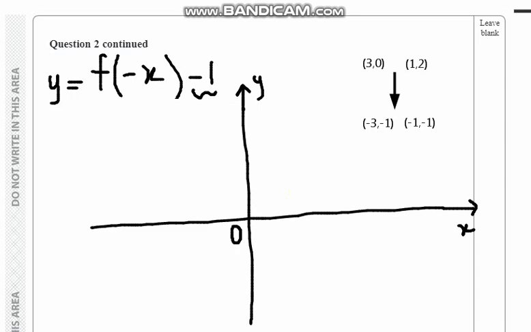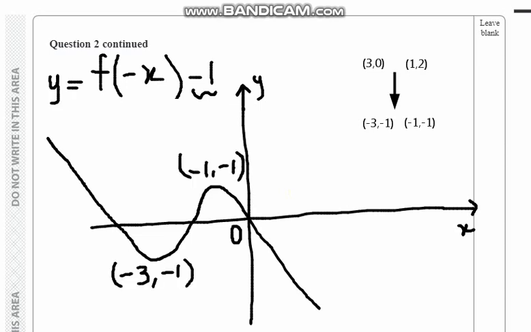So I'll be drawing this graph here, shifting it to the left, and that's how our graph will look like. I'll just give the labels down. So the maximum turning point will be (-1, -1), and the minimum point will be (-3, -1), and that's how you transform the graphs.